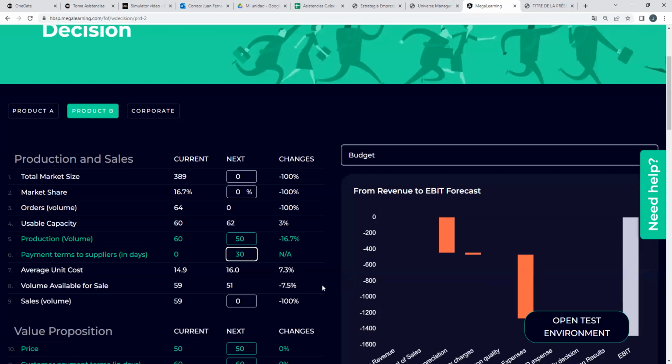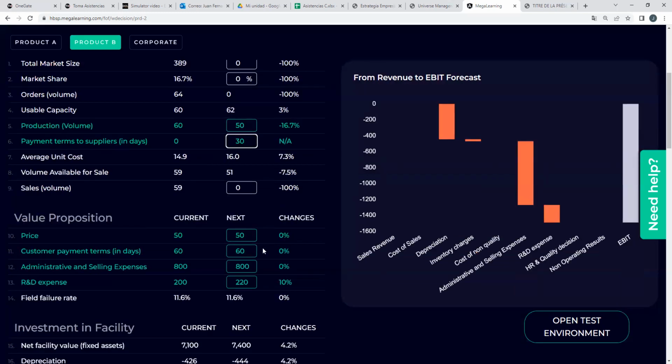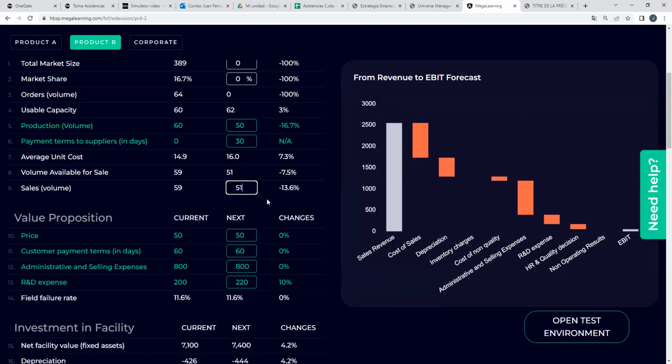I would say that the important white box is this one, the sales volume, because when I put that I'm not going to sell anything, the forecast is calculated with 0 income. So my forecast is not going to be good. If I am going to produce, for example, those 50 units, I would like to sell those 50 units. It seems that I have one in inventory.